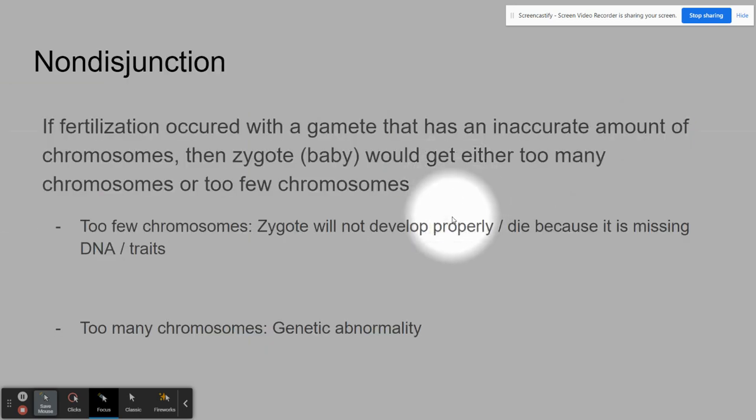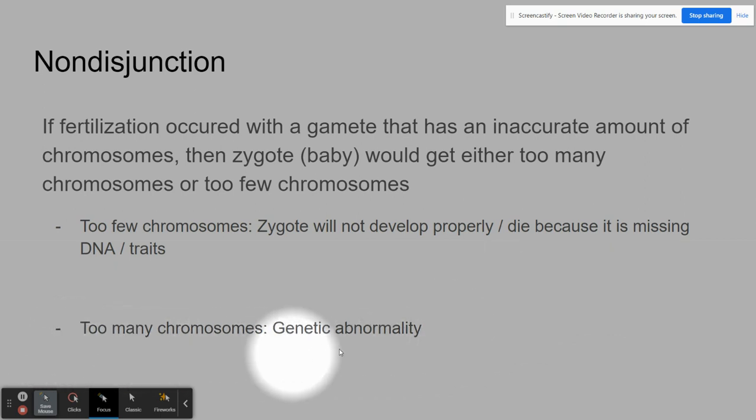If we go through and look, what happens is if fertilization occurs with a gamete that has an inaccurate amount of chromosomes, the baby's either going to have too many or too few, which is what we were just talking about. If the baby has too few, the baby's basically just not going to develop all the way. It's just going to die, where it may be like a miscarriage, or the mom may not even know she was pregnant at all and just maybe have like a late period.